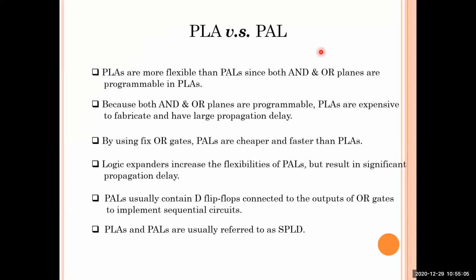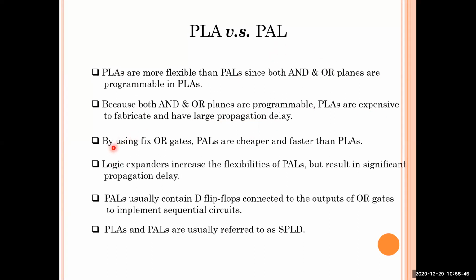Whatever we have studied up to now, I have tried to put in one slide. PLA is more flexible than PAL since both planes are programmable. It means it is user friendly, where you can program easily. But when compared in terms of speed, PAL will be much faster. The PLA is more expensive because both AND and OR planes are programmable; it needs active planes to fabricate and has a large propagation delay. This is the most important one: the propagation delay in the PLA is much greater than in the PAL.